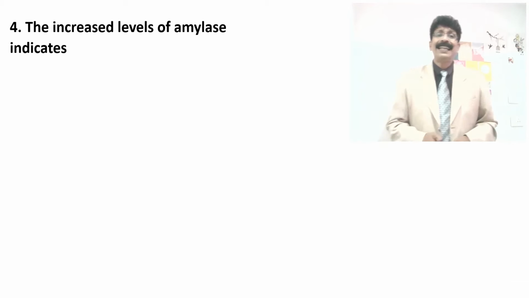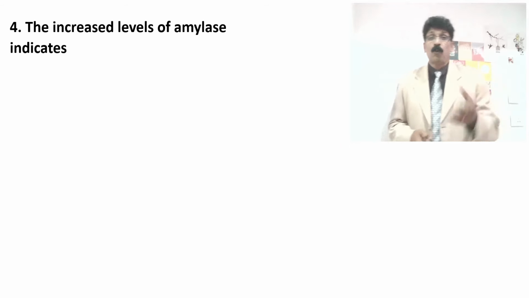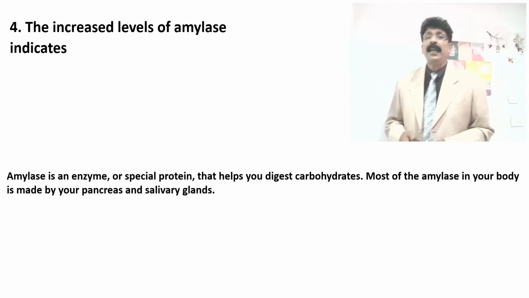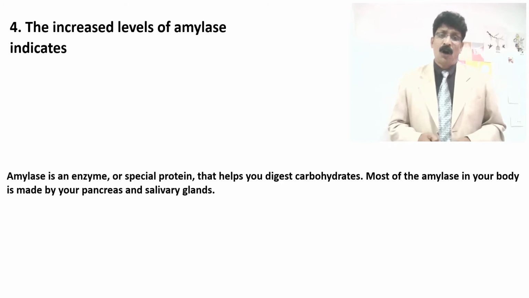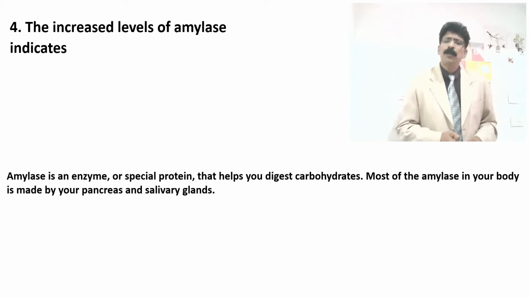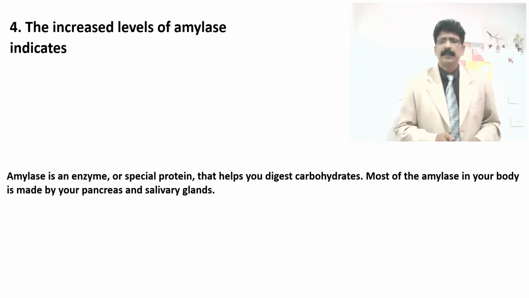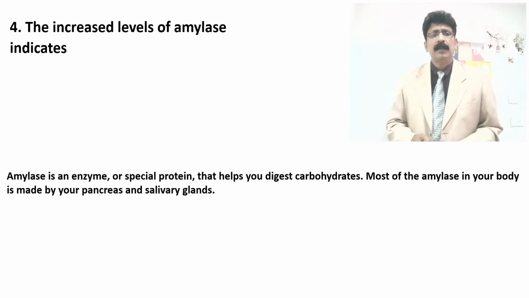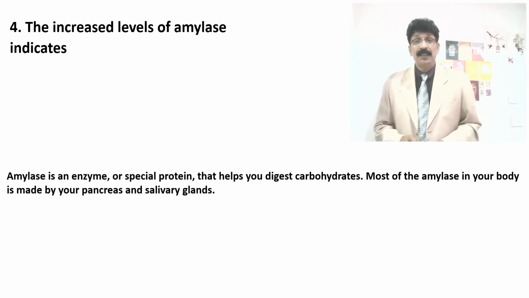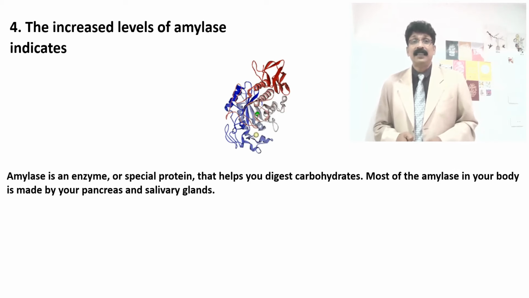Number four: the increased level of amylase indicates what in our body? Because we are studying biochemistry, questions may be asked directly to the pharmacist in this manner. Amylase is an enzyme, a special protein that helps in digesting carbohydrates. Most of the amylase in your body is made by the pancreas and salivary glands. So the amylase level has some relation with the pancreas and the salivary gland. This is the structure of amylase.